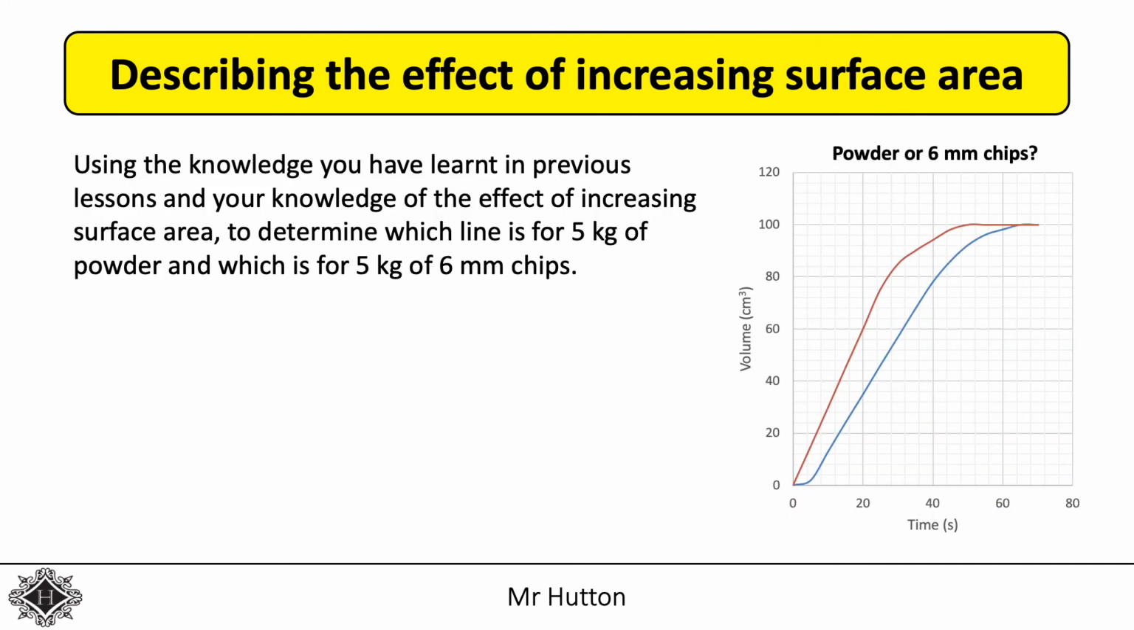Right, so let's look at this in terms of an exam question scenario. It says here, describe the effect of increasing surface area. Use the knowledge that you've learnt in previous lessons and from this lesson to determine which line here is for 5 kilograms of powder and which line is for 5 kilograms of 6mm chips. Have a go at doing that now.